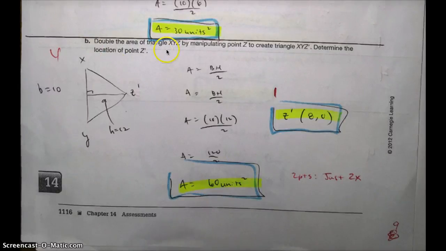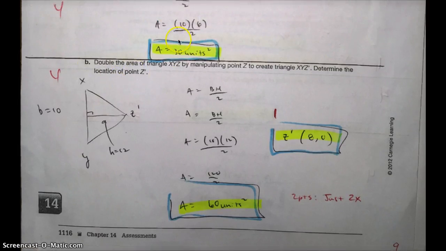It's going too fast. I'll be posting this during the next period so you can see it on my website. B, double the area of XYZ by manipulating point Z to create triangle XYZ prime. Notice how Z is the only one that has a little apostrophe. Determine the location of point Z. So you know if it says double the area, you can just take this and double it, right? 60. I'm not going to give you full credit for that though. I just gave you 2 points if you just doubled it.